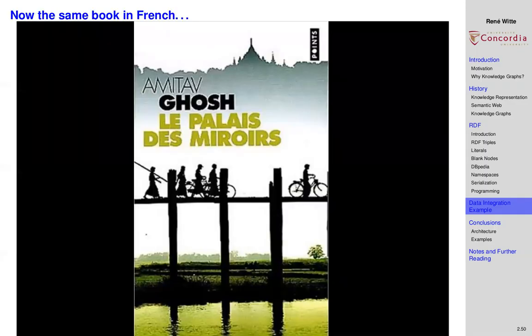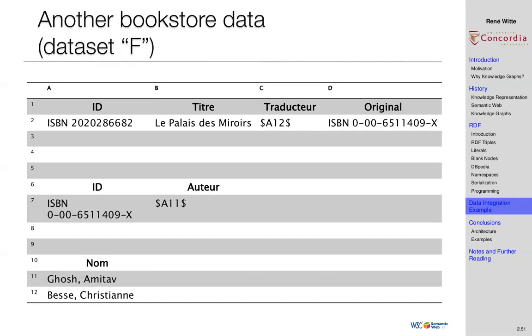But now let's assume we have yet another bookstore. This time we have a French bookstore. So we have the same book in there, but this time we have the French translation. Behind this other bookstore, again, there is going to be a database. Most likely it's going to be structured a little bit differently. For example, for a book like the one here, we're going to have the translator of the book, which is something that didn't exist in the other database.